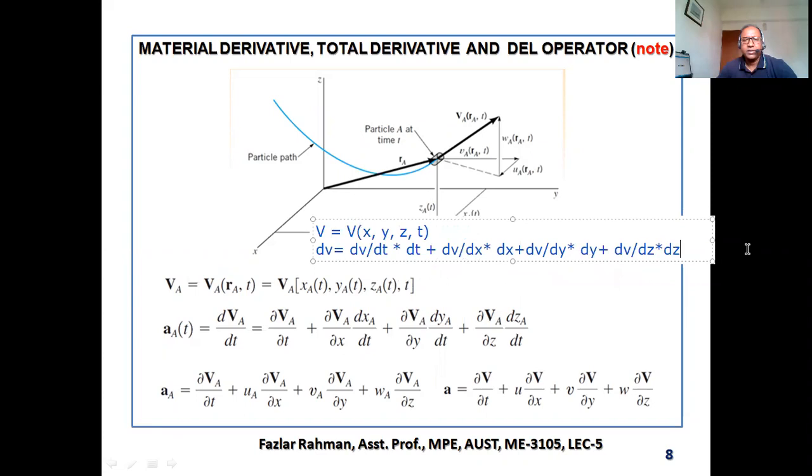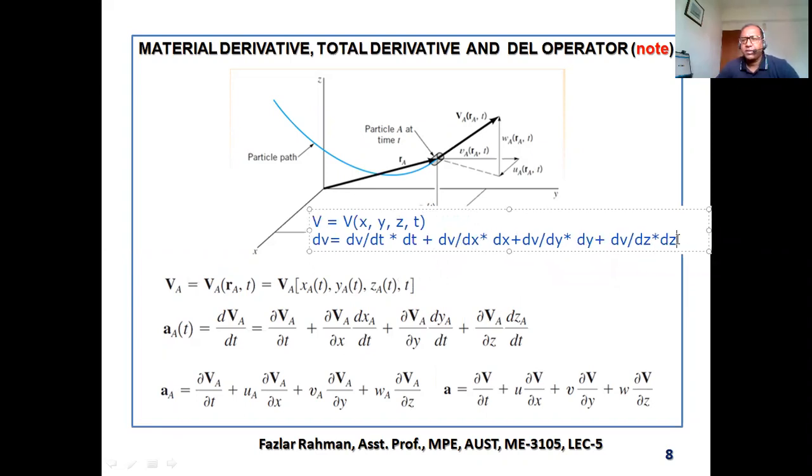Okay. Now, if you divide both sides by time dt, what will you get? You get dV by dt equal to dV by dt, right? You get dV by dt plus dV by dx times dx by dt, which gives you a velocity component along the x-axis, that means u, plus similarly dV by dy times the velocity component along the y direction, v. Then this one gives you w, the velocity along the z-axis. Okay, so finally this portion is the acceleration.